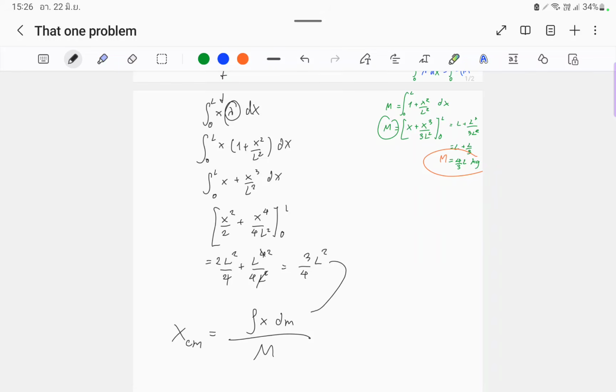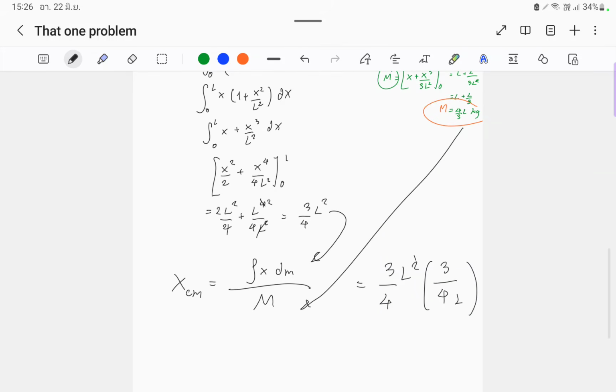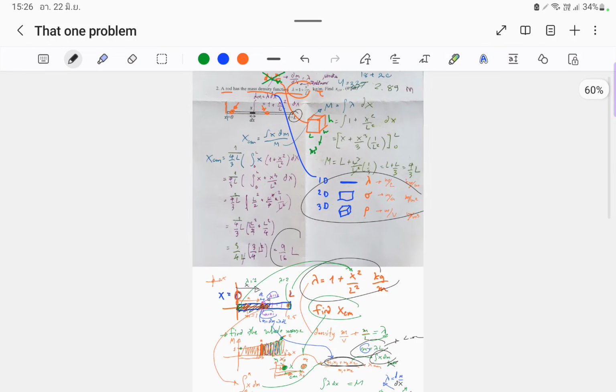Then you just take these two and plug them into this equation, and you get 3/4 L squared divided by 1/4 L, and then you put this back up, and this L cancels out, and you get 9 by 16 L, which is the same as I did here.